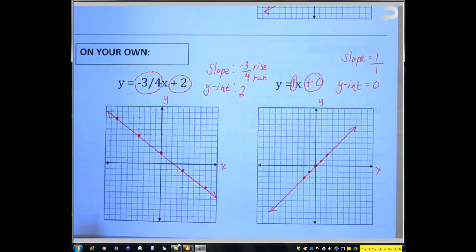Okay, that's all for today. This is part 1 of graphing linear functions. Later on this week, we'll be doing part 2.